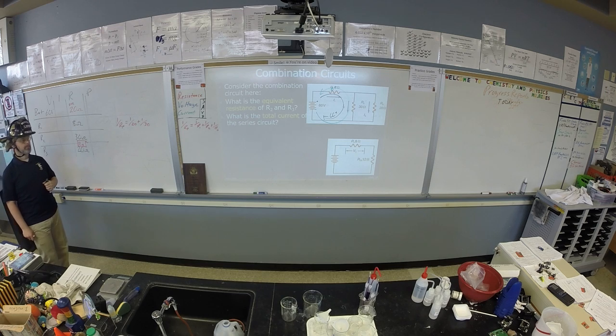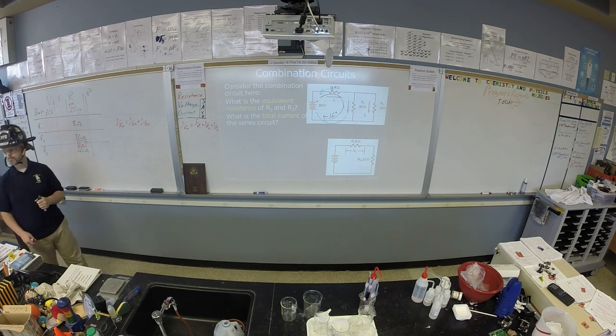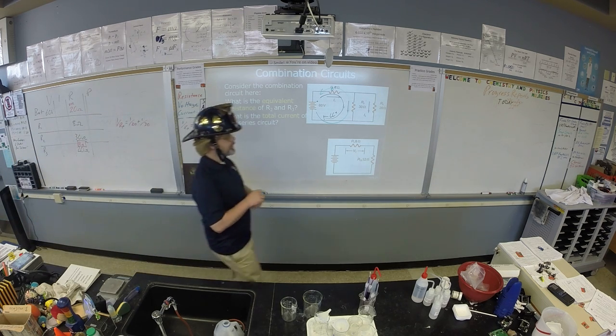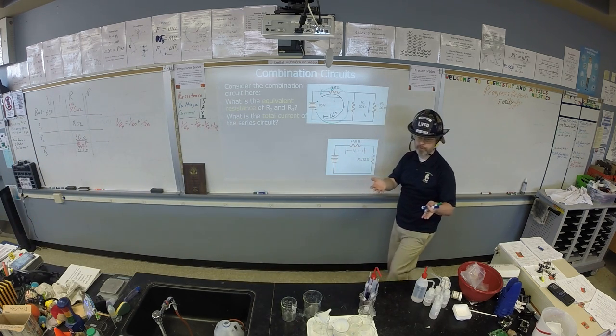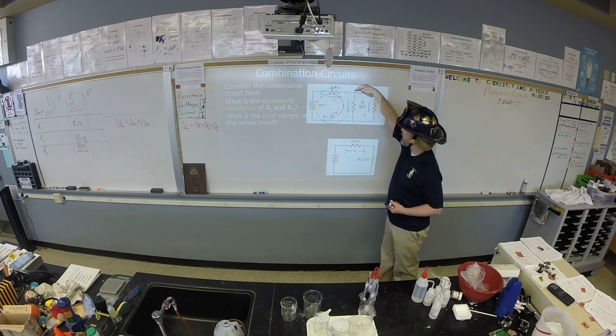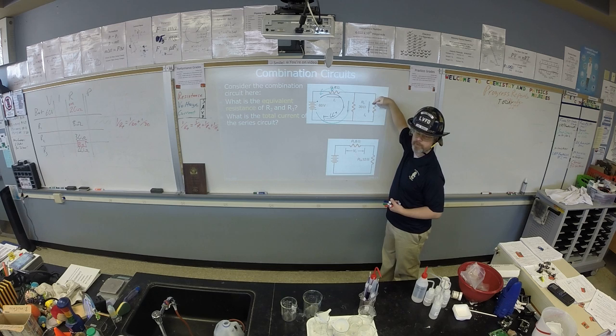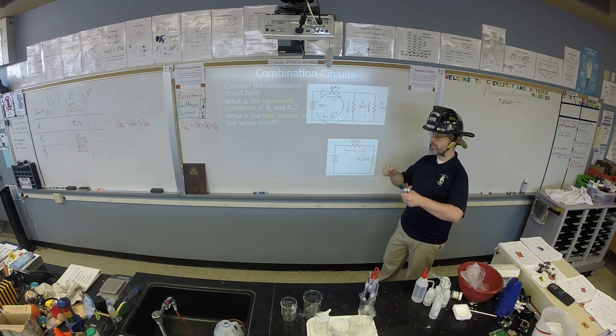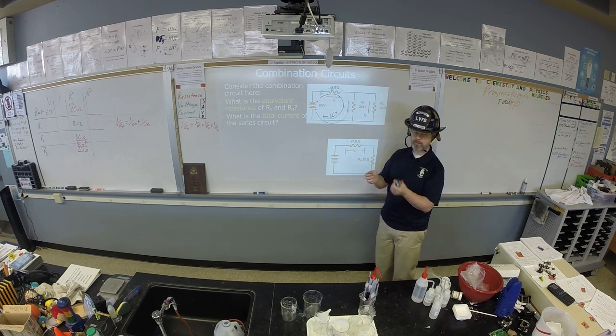If the charge has a choice, it's a parallel circuit. So the charge leaves the battery, goes through R1, and now has a choice between R2 and R3. So a parallel circuit is a branch. Kind of like if you're driving on a one-lane freeway, and all of a sudden it splits into two, you have the choice. Do I go left, or do I go right? Parallel.